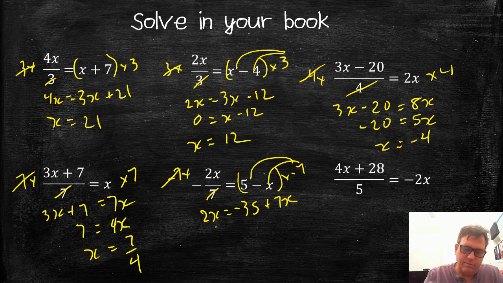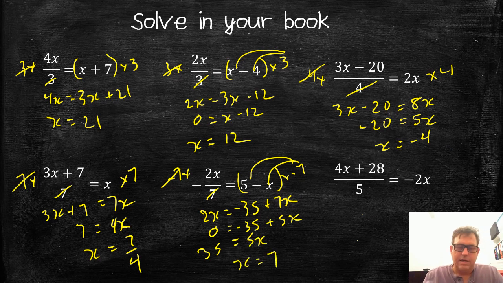Move the smaller one. So I'm going to have 0 equals minus 35. I'm taking away 2x from both sides. Plus 5x. I need to add 35. 35 equals 5x. x equals 7. And our last one, we're going to multiply both sides by 5.